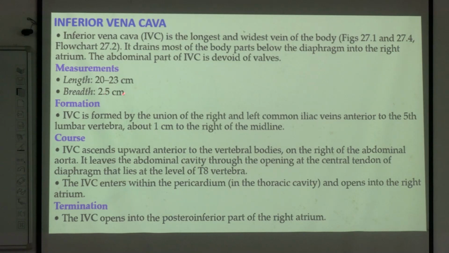Breadth 2.5 centimeters. Formation: inferior vena cava is formed by the union of right and left common iliac veins anterior to the fifth lumbar vertebra, about 1 centimeter to the right of the midline.